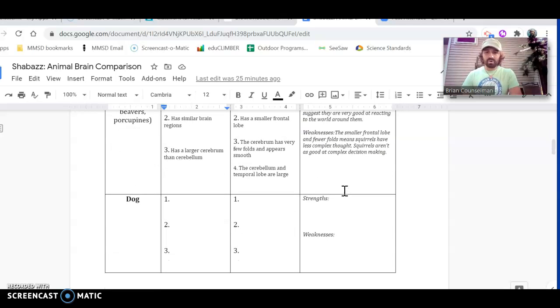So check out some of these other animals, make some comparisons, and hopefully have some fun thinking about how our brains work.